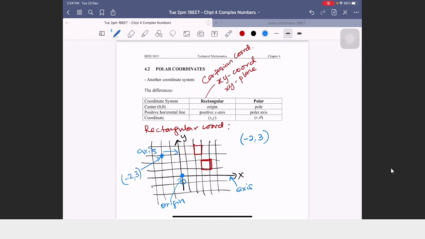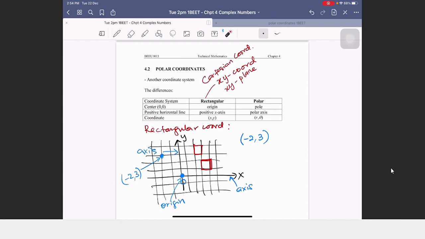That location represents this coordinate. In other words, this is the address for this location. There is no other coordinate for this particular location. This particular location will have only one coordinate, which is minus 2, 3. And that's all. So that is our rectangular coordinate system.